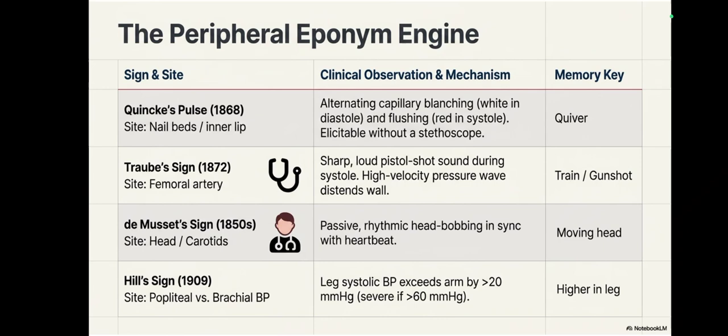Fourth is Hill's sign, the most quantifiable sign, where popliteal systolic blood pressure exceeds brachial blood pressure by more than 20 mmHg, and by more than 60 mmHg in severe cases.